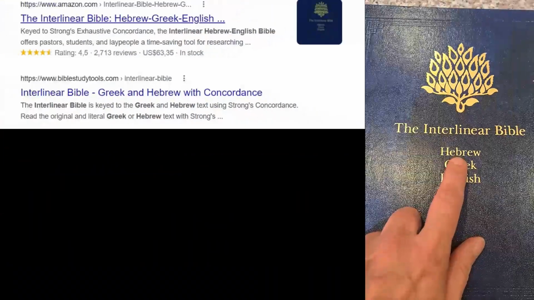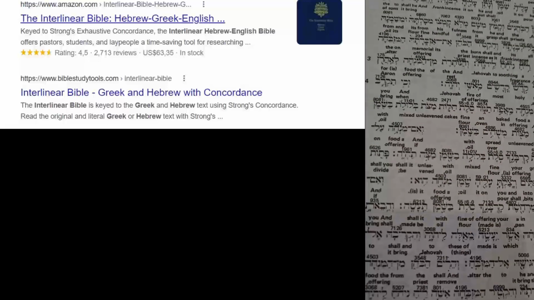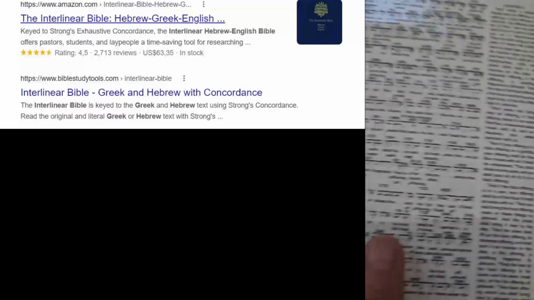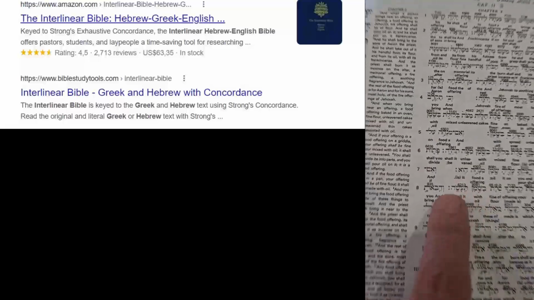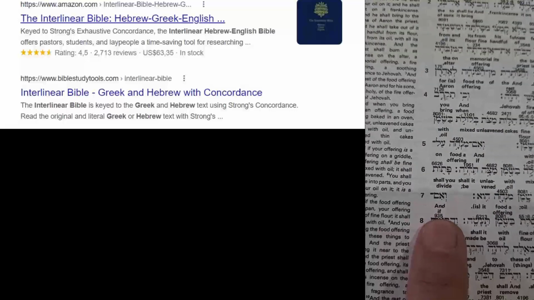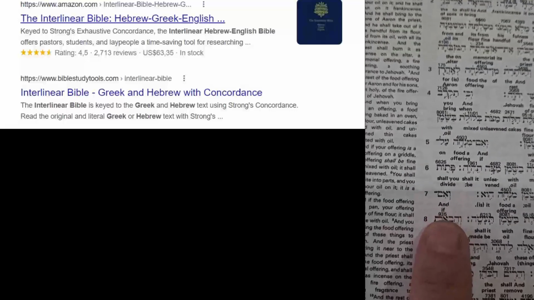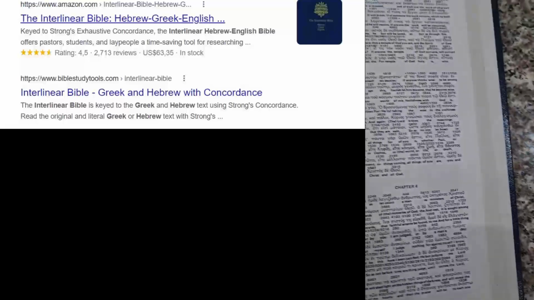This is the Interlinear Bible. It gives you the Hebrew, the Greek, and the English. So, of course, Old Testament will always be in Hebrew. So for every verse, you can find the English, and then you find the Hebrew equivalent. And below every Hebrew, or above every Hebrew word, you've got the Strong's Concordance number, as well as the English word for that specific Hebrew word.